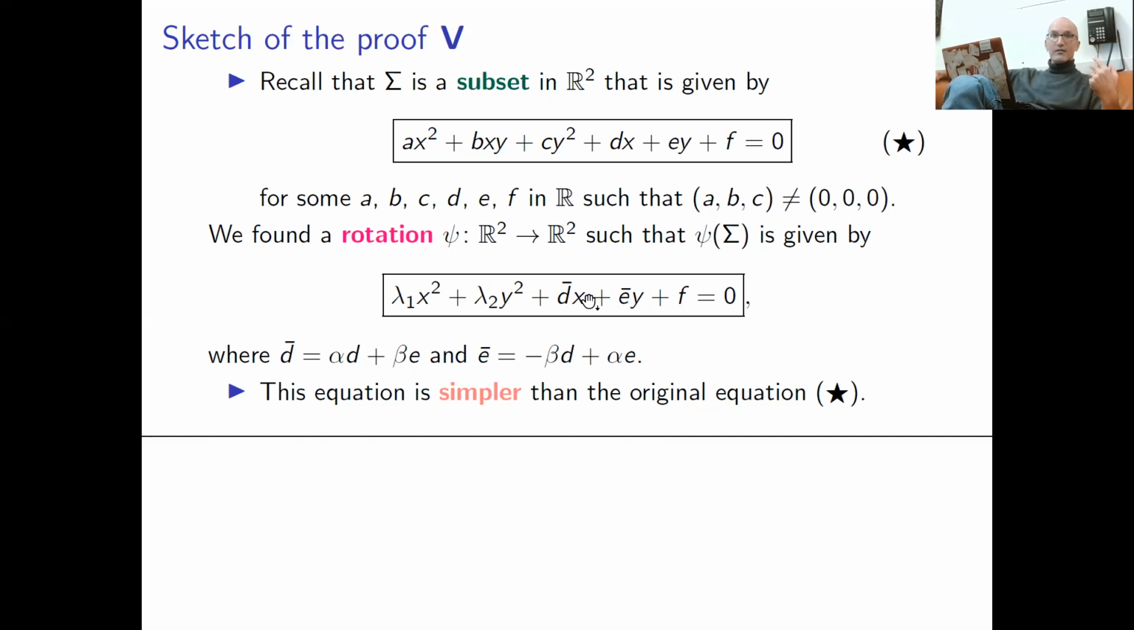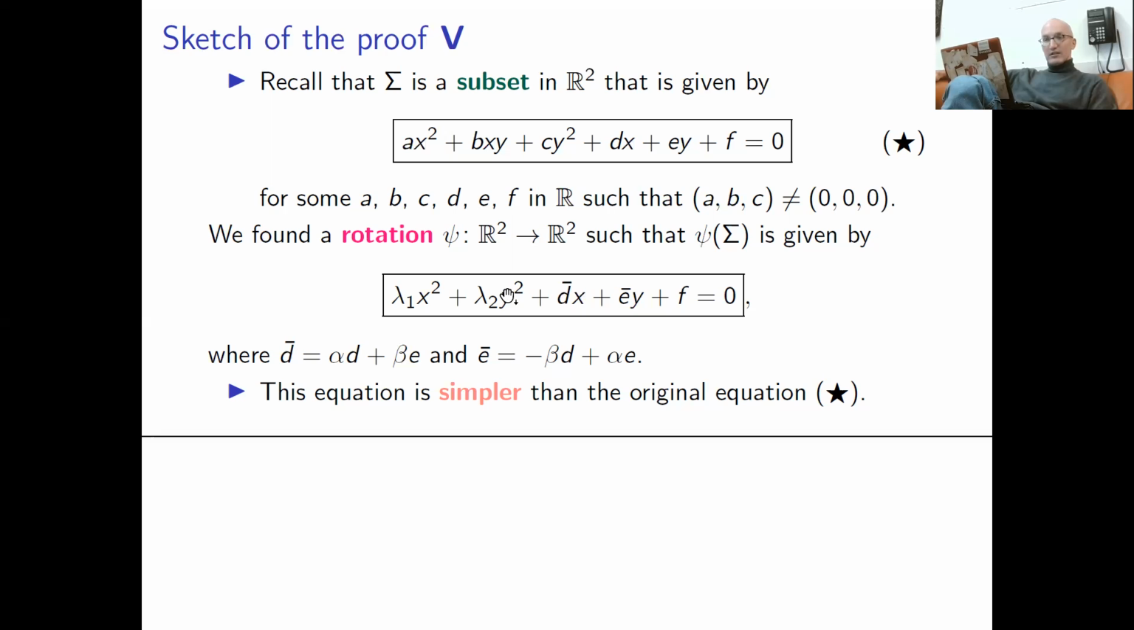We mentioned that one of the eigenvalues, lambda 1 or lambda 2, is not 0. So without loss of generality, we assume that lambda 1 is not 0. However, lambda 2 can be 0. So we have this option. We definitely can complete the square lambda 1 x squared plus d bar x. We take these two terms and try to complete the square, like what we do when we solve a quadratic equation in one variable.